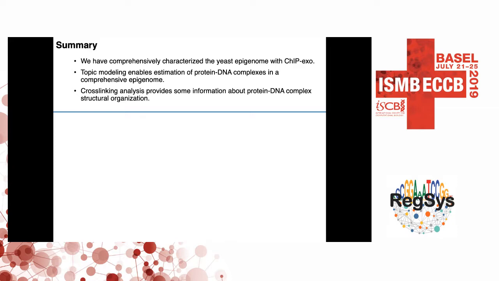And what I should have said earlier is we're not the first to think about this type of approach. For example, the Elemento Lab years ago did some NMF to come up with complexes from ENCODE ChIP-seq data. And my former postdoc advisor, Dave Gifford, also did some topic modeling before. The big difference here is the resolution, right? We're really modeling every 20 base pair window on the entire genome, whereas those previous efforts were dealing with many hundreds of base pairs. And hopefully we're getting towards structural organization questions with the cross-linking analysis.